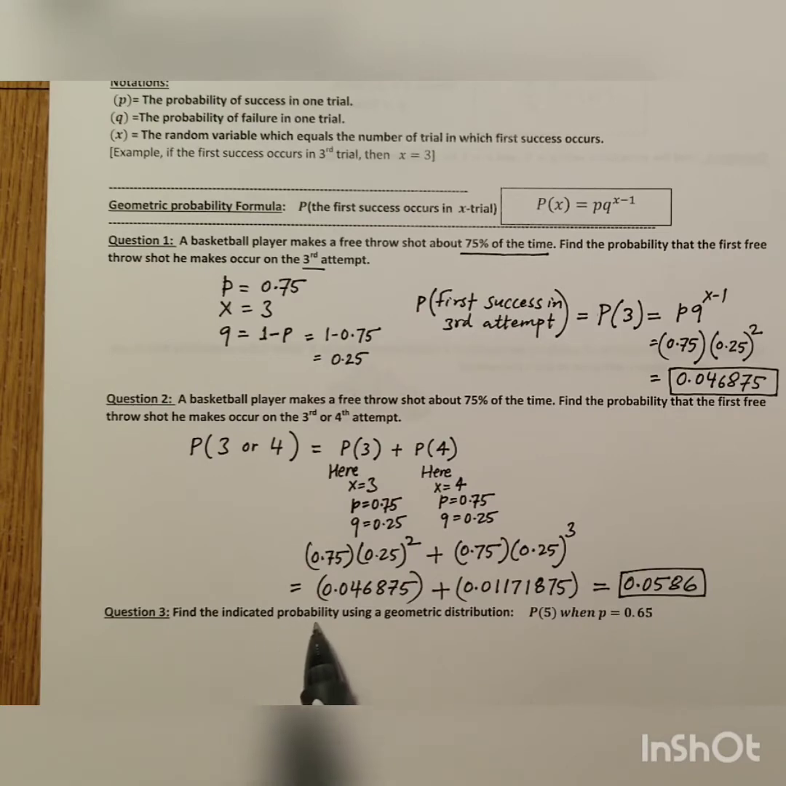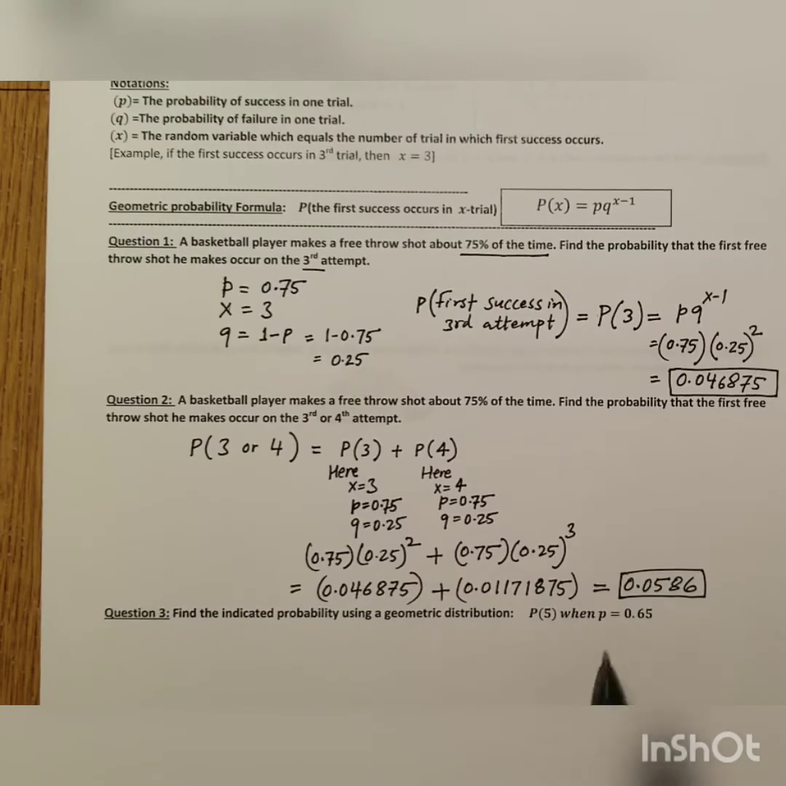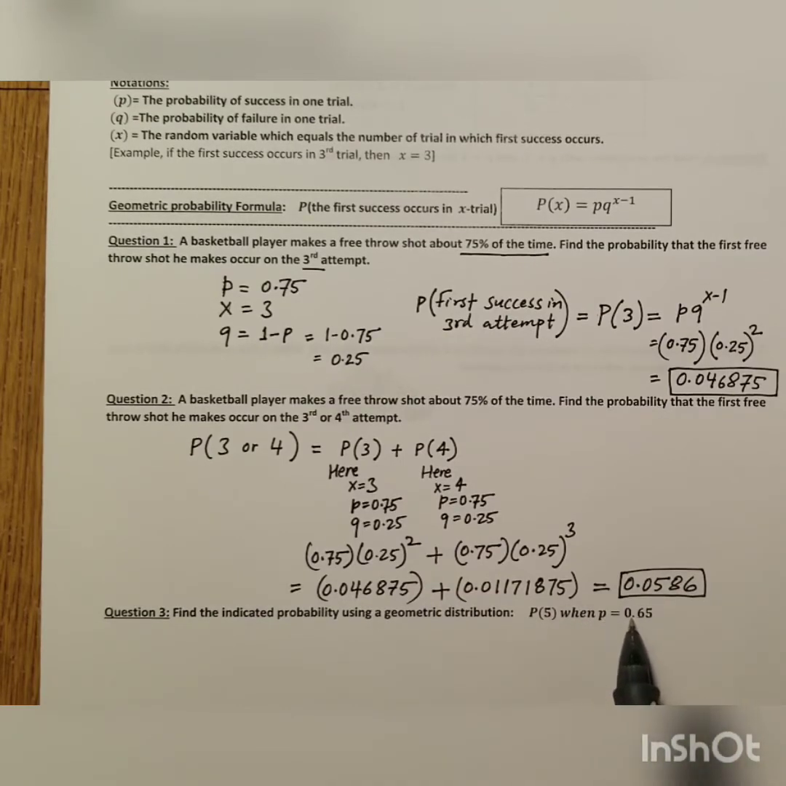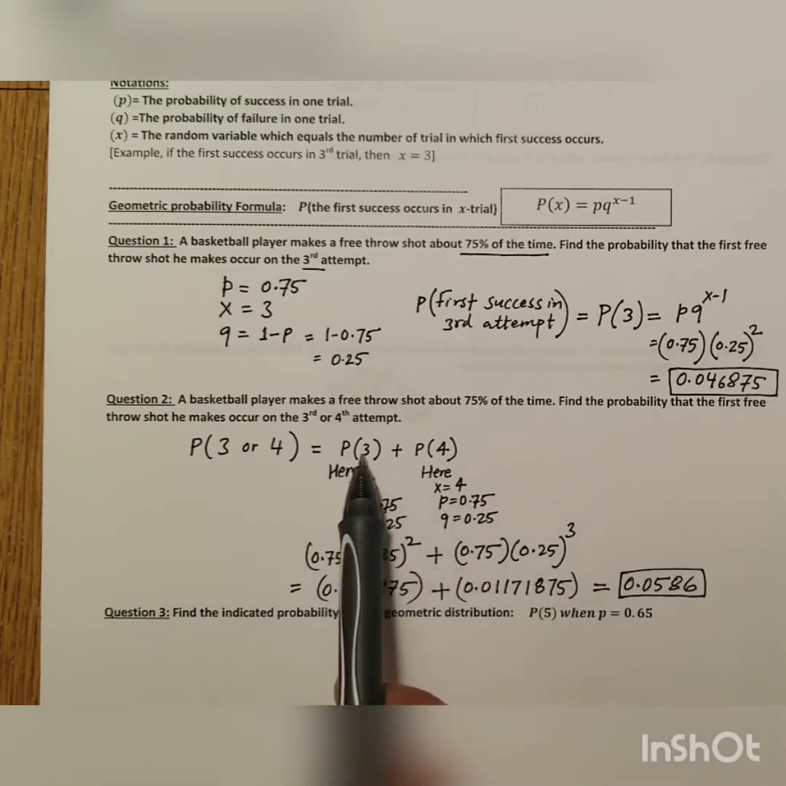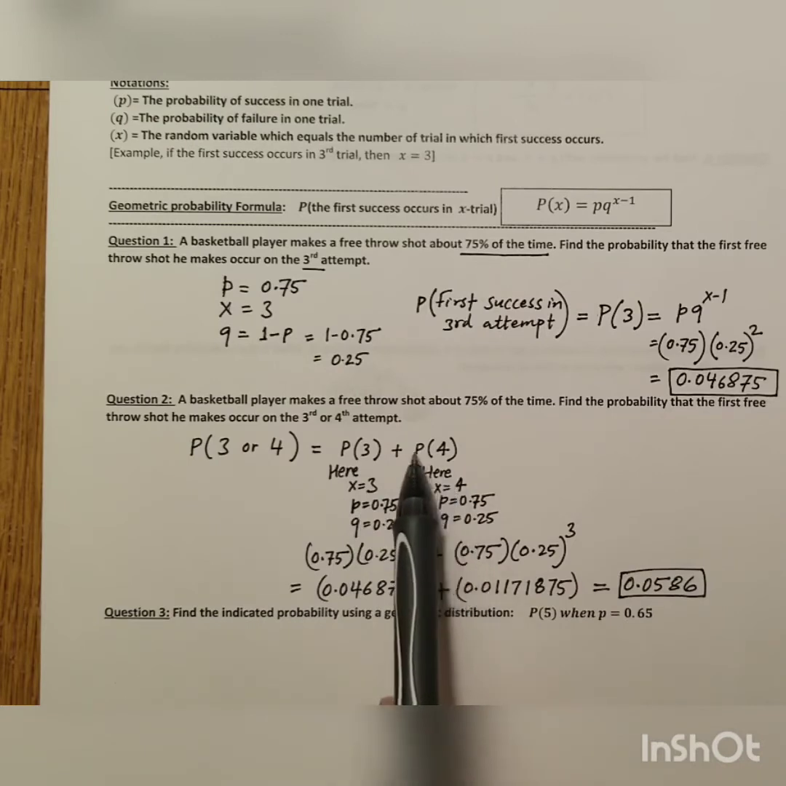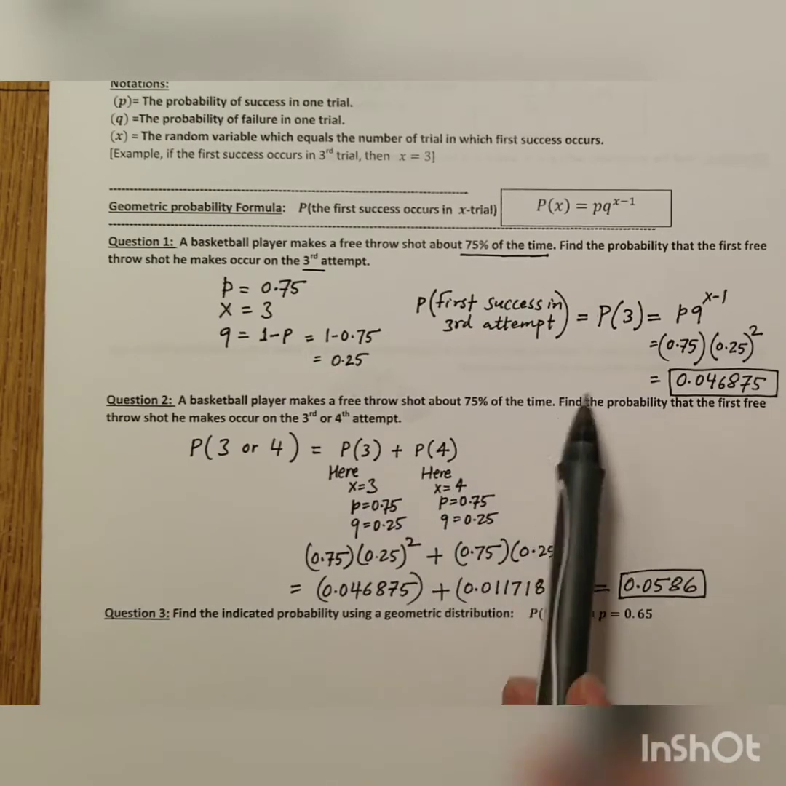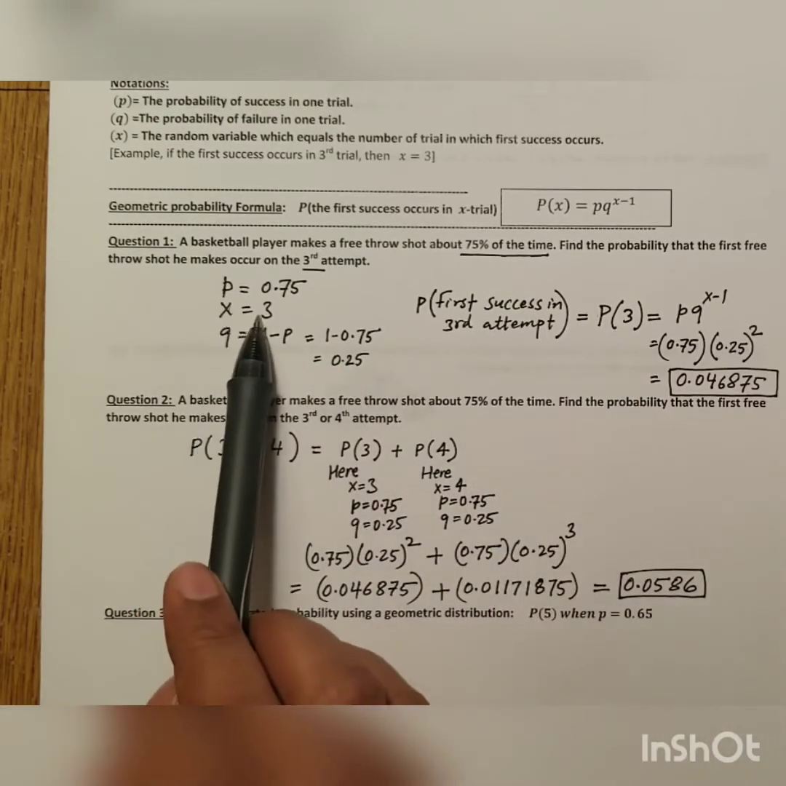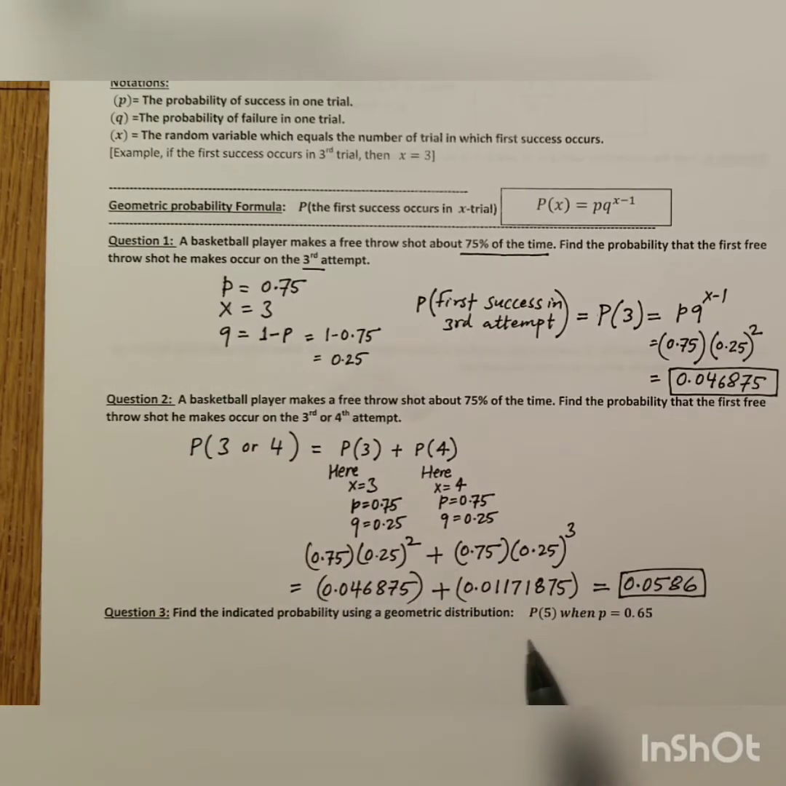Find the indicated probability using a geometric distribution. So it is a geometric distribution, P5 when p equals 0.65. So given p and x equals 5. If p equals 0.65 and x equals 5, because P5 is x equals 5. See here, P3 is x equals 3. P4 is x equals 4, right? So here we did P3 and that was x equals 3. And here it says P5, so this is x equals 5 and p equals 0.65.